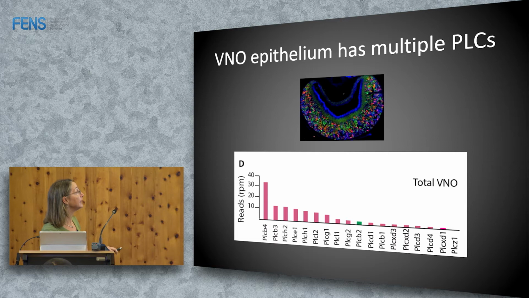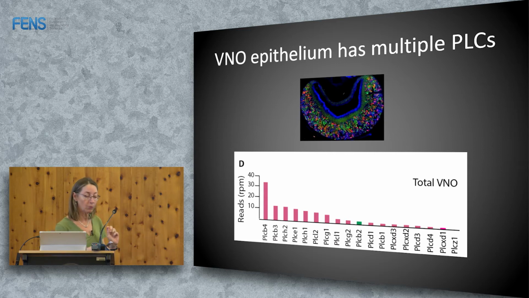And if we just grind up the total VNO and do RNA-seq on it, we find that almost all of the PLCs, we find reads on them. And there's quite a few that are much more highly enriched than that one, right? So PLC beta 2 may be the one in this attractive cue sensing neurons, and this one may be the one that's the module for all the rest.